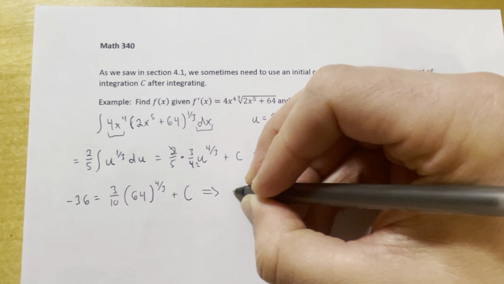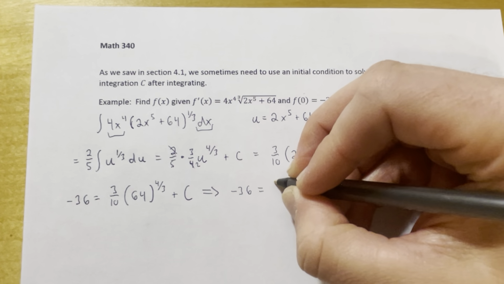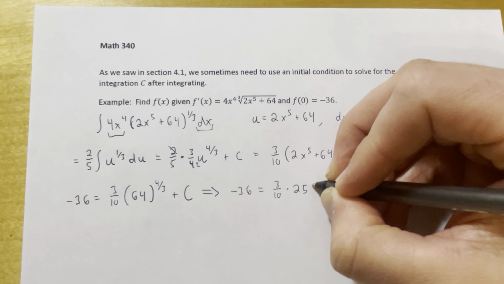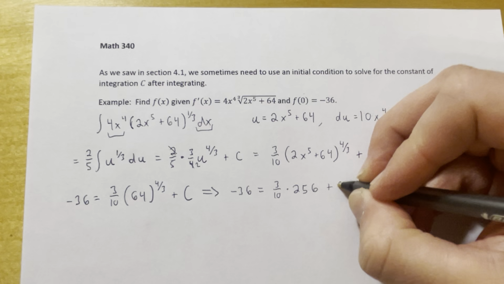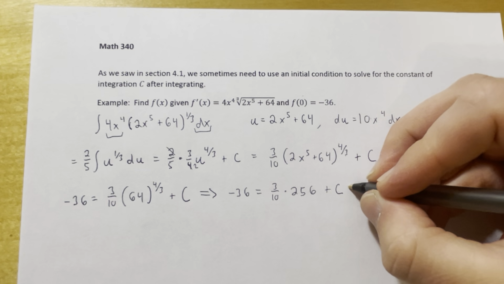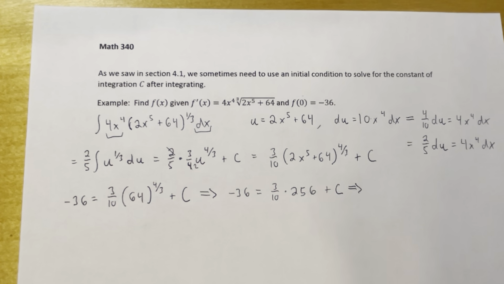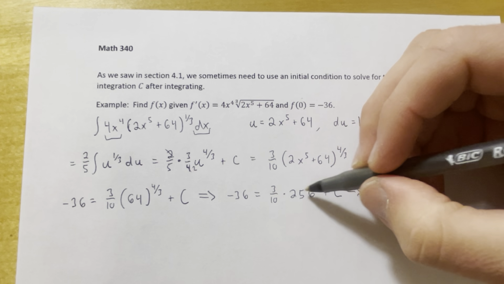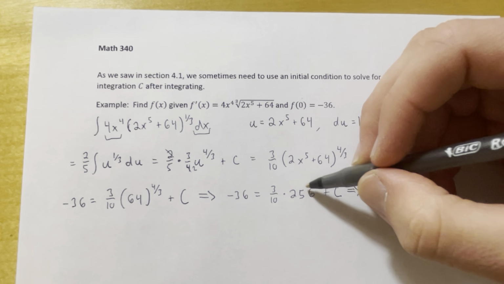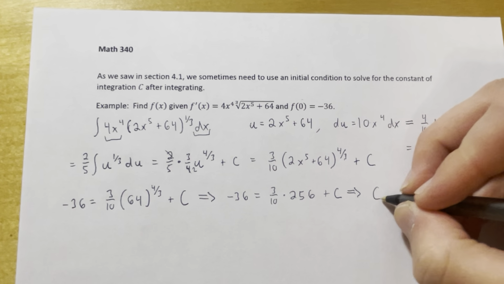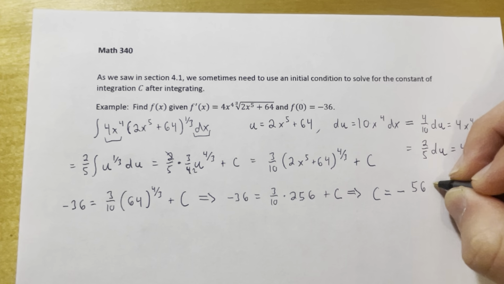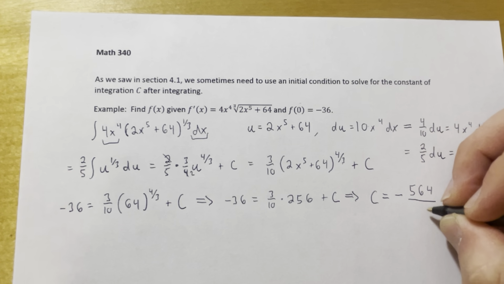And so what this tells me is that negative 36 is equal to 3/10 times 256 plus c. And from here, there's a little bit of arithmetic to do, and I'm not going to do it all for you. Basically, you would need to multiply this fraction by 256. There's a little cancellation. These are both divisible by 2 right here, for example, and then subtract that over here to get c by itself. I'm going to let you work out the arithmetic there, but I can tell you what c is going to come out to. It comes out to negative 564 over 5.